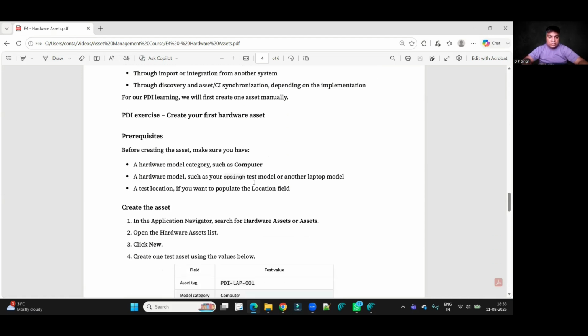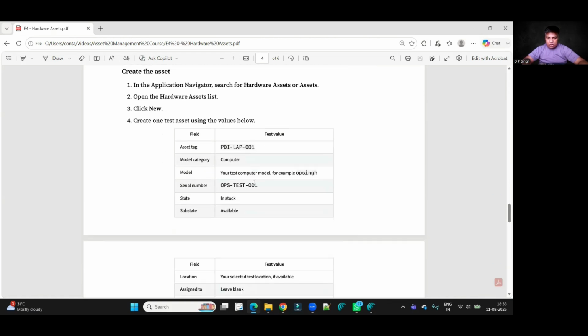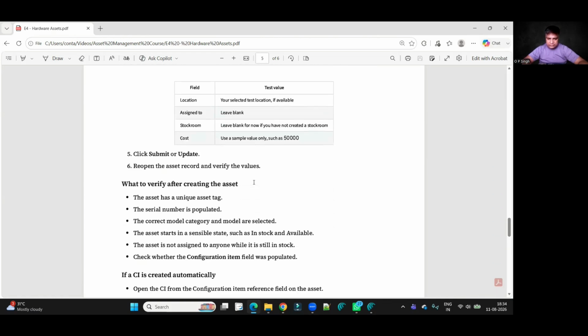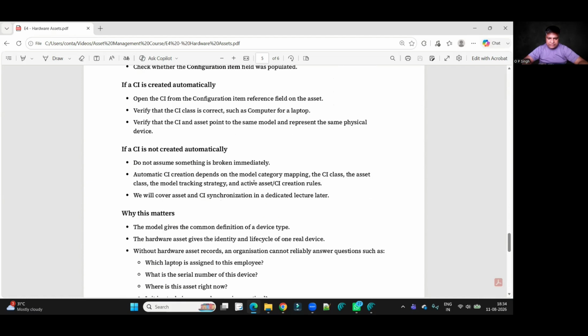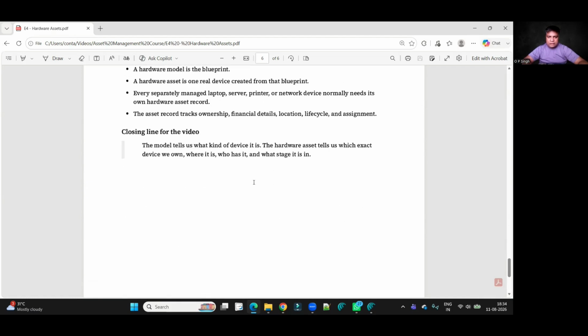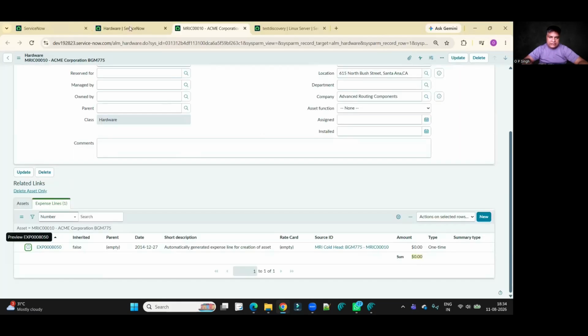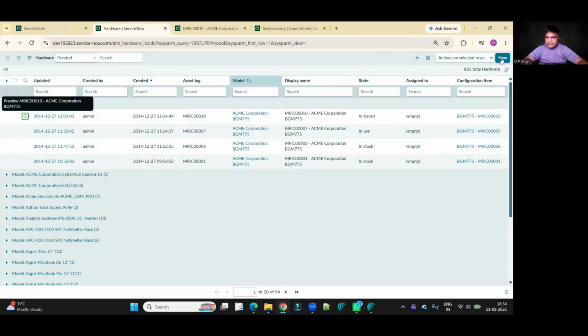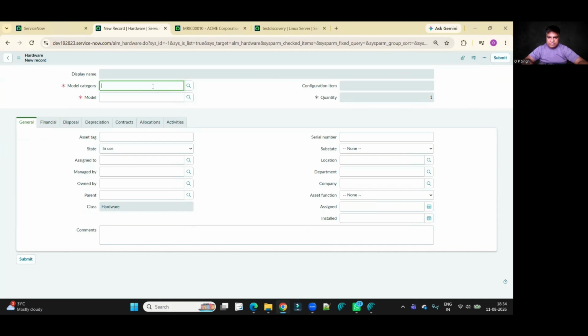So this is now the basic exercise which you have to follow. Okay, I have already followed it. I have shown you everything properly. Okay, now you just have to come here and create a new asset. How to create? I am showing you manually. Click on new, then provide the basic details, right?